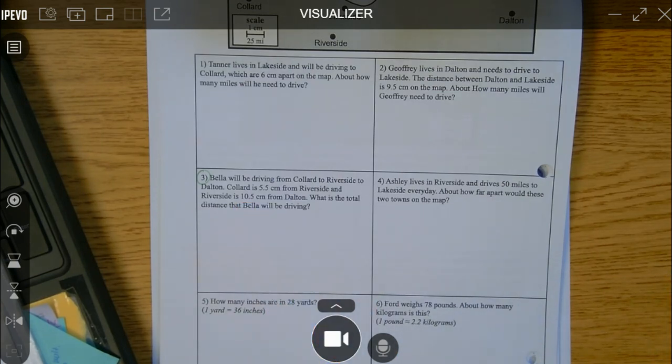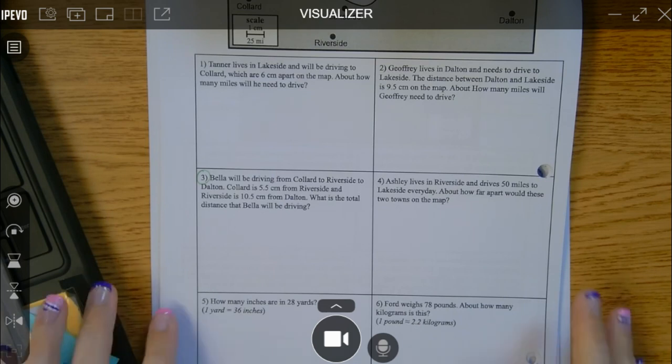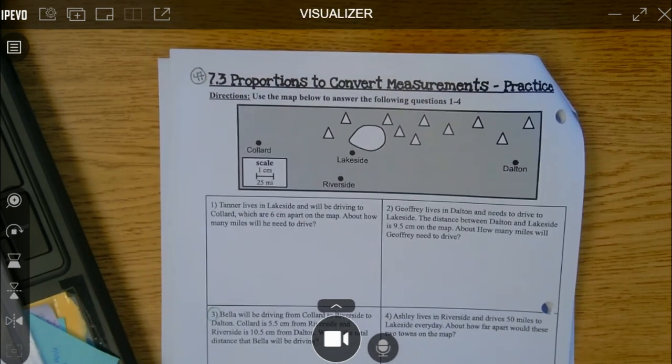Together. It says, Bella will be driving from Collard to Riverside to Dalton. That's a lot. Collard is 5.5 centimeters from Riverside, and Riverside is 10.5 centimeters from Dalton. What is the total distance that Bella will be driving? Let's take a look at this map and put that into context.